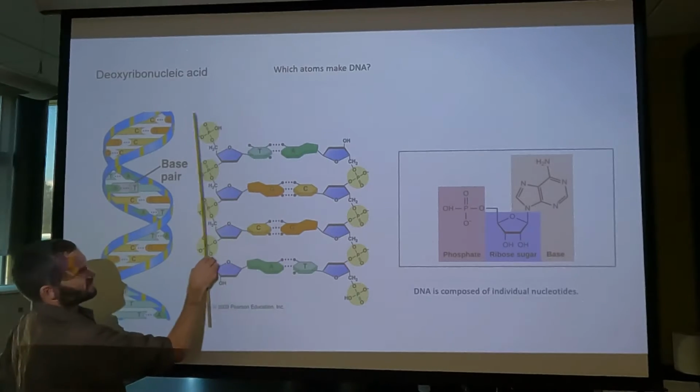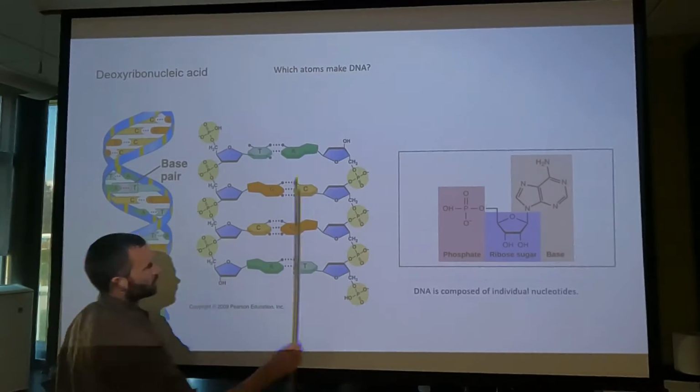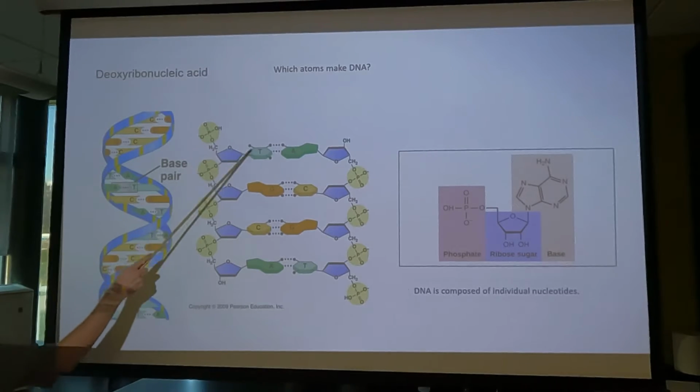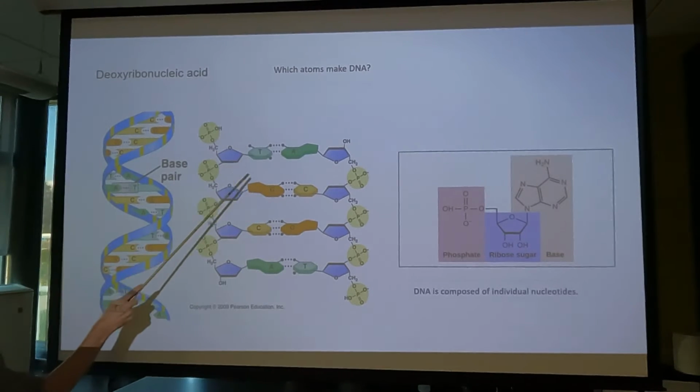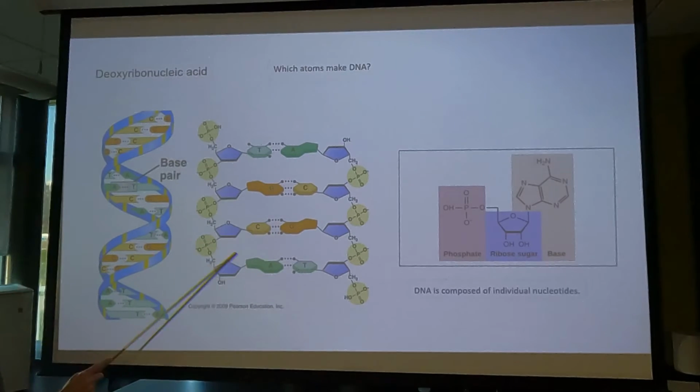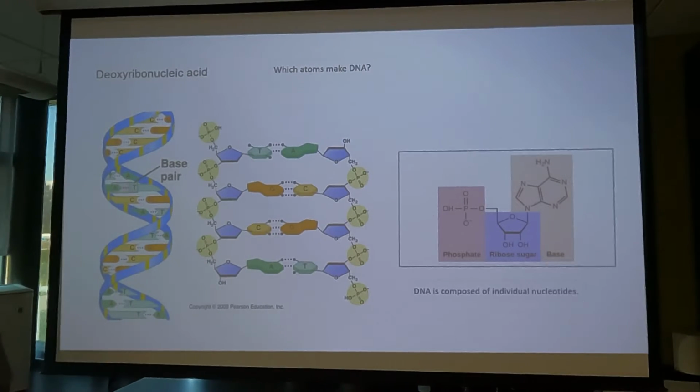This is one strand of the DNA. This is another strand over there. And this, and this makes up an individual nucleotide. This, and this makes up another nucleotide. Here's another one. There's another one. So those are the individual units that are making up DNA.